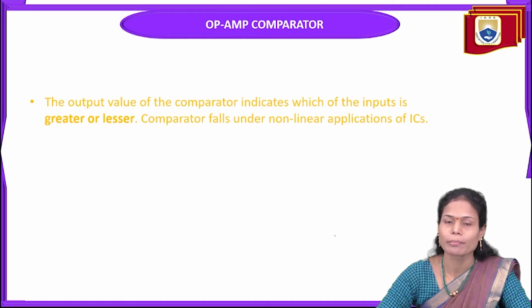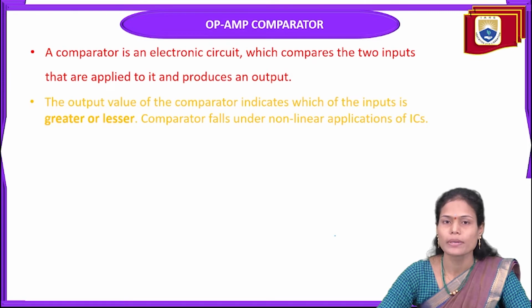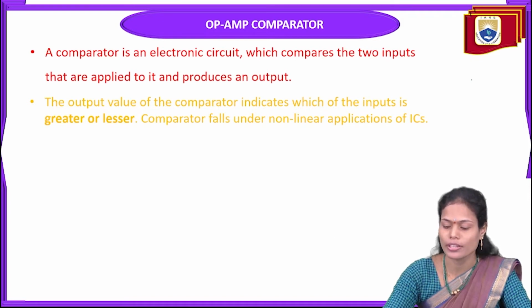One of the non-linear applications of the operational amplifier is the comparator. The basic function of the comparator is to compare the two inputs that we are applying to the operational amplifier. Generally, as I have already mentioned, the operational amplifier has two input terminals, that is the inverting terminal and the non-inverting terminal.